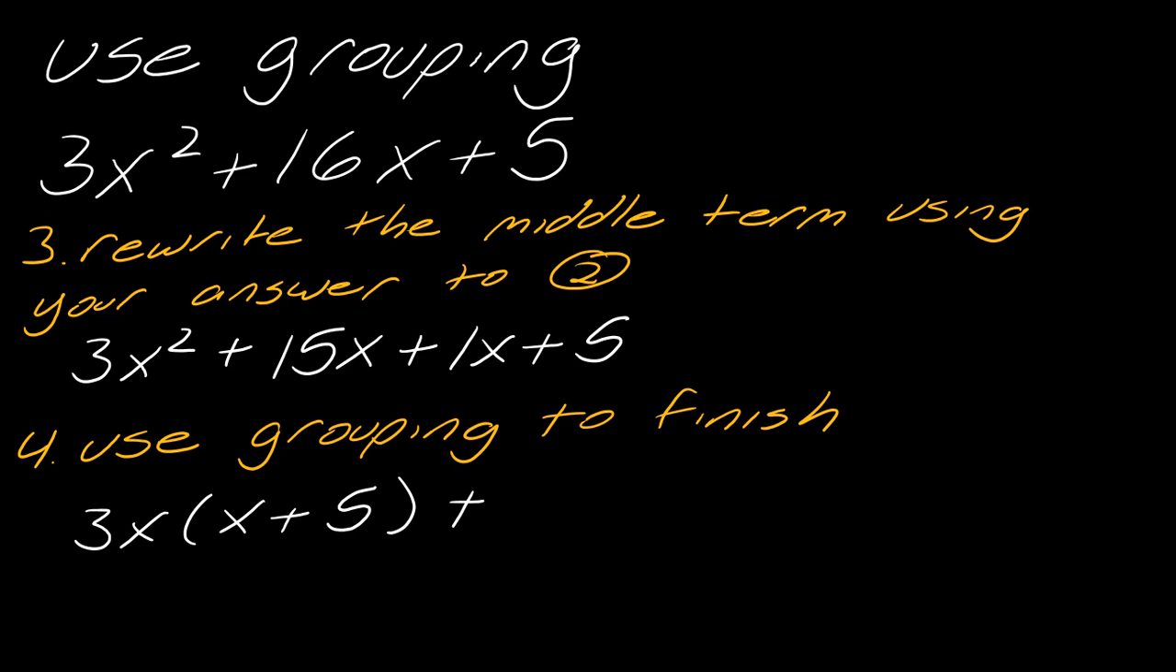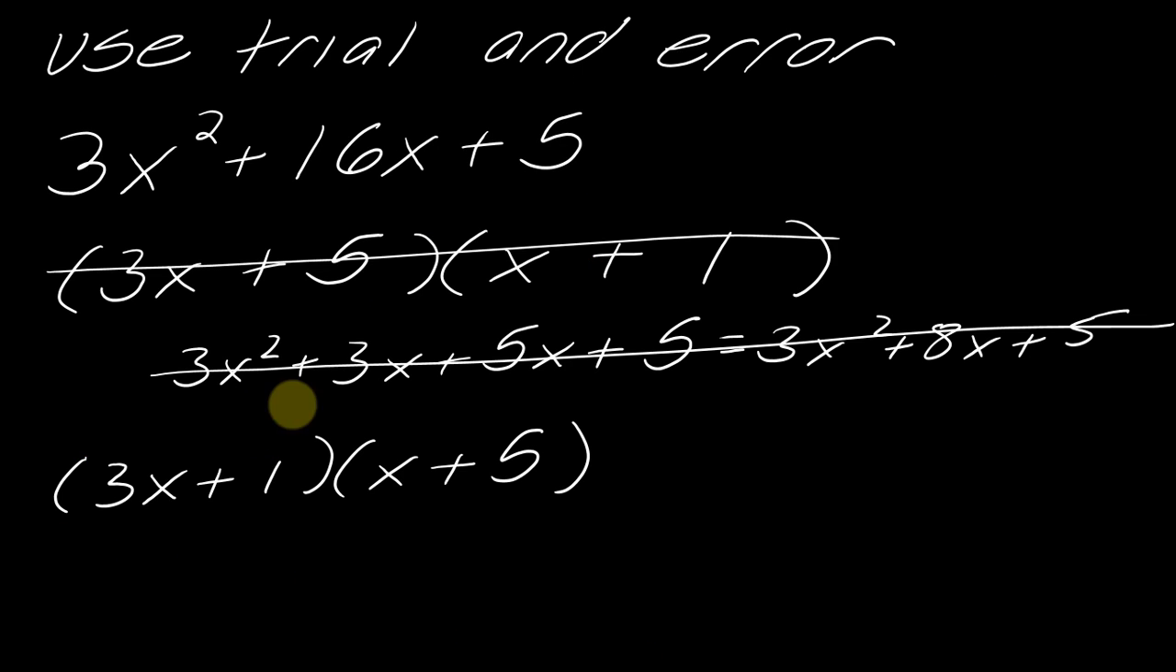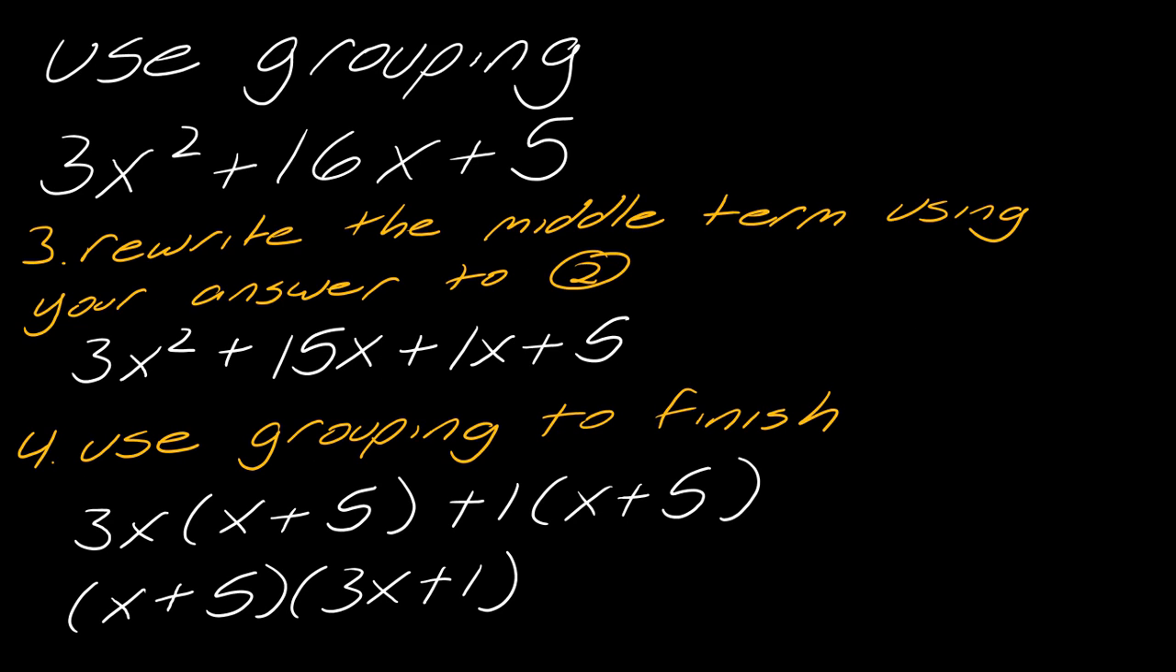And then, well, there really is no GCF in the second two terms. So all I'm going to do is just factor out a 1 so that I have a placeholder. And then I can rewrite this as x plus 5. And now you can see that I can totally group this. So this will factor as x plus 5 times 3x plus 1. So that's exactly what we got using our trial and error method, right? Except now we had a little bit more of an algorithmic process to do this.